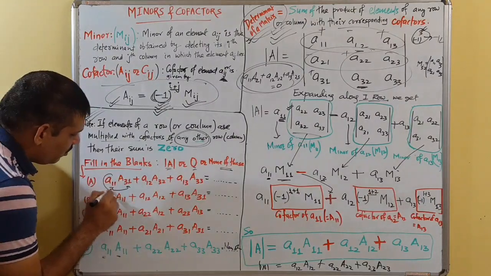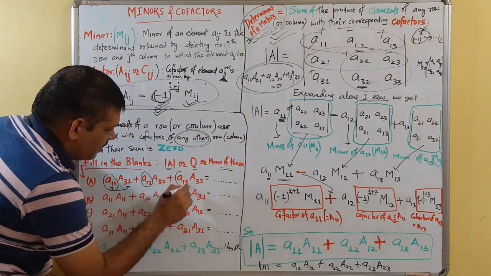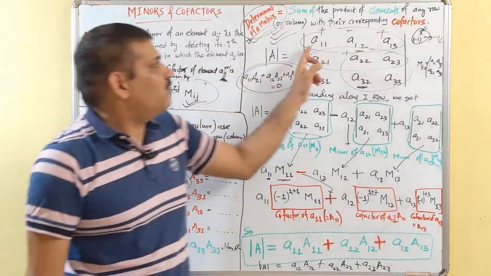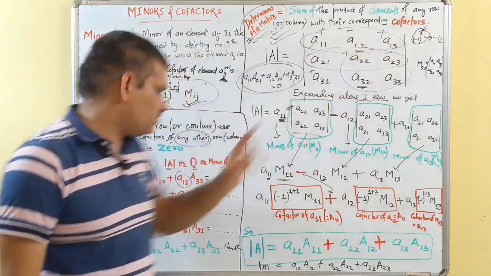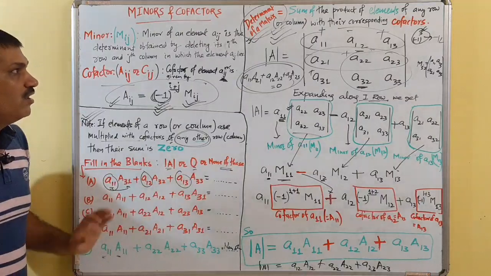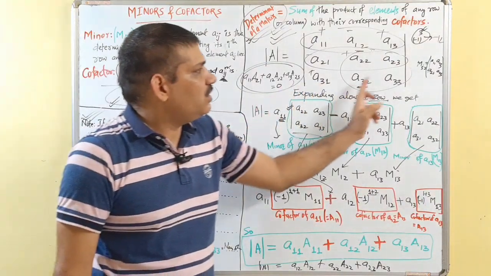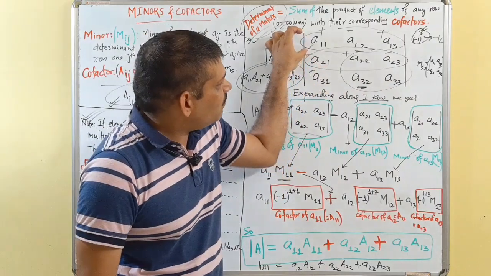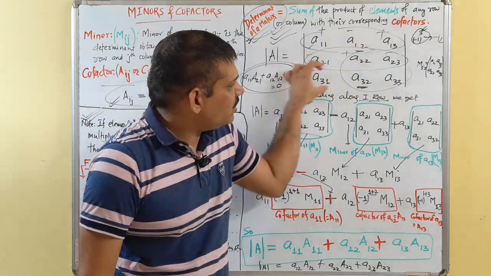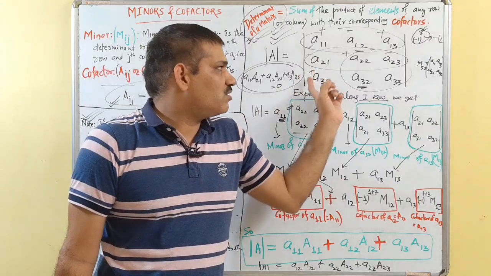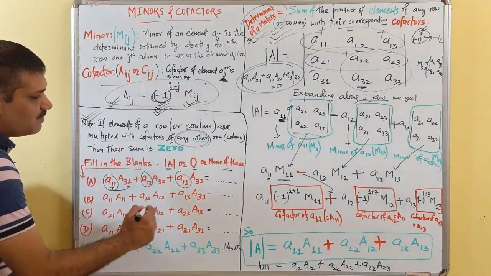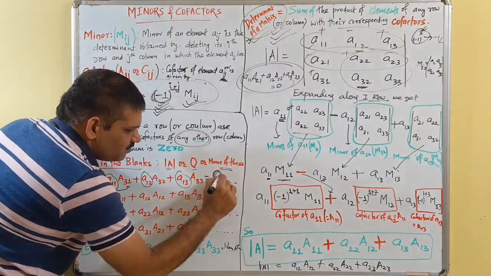So which row or column have we chosen? Let's see the elements: 1 1, 1 2, 1 3. First row is fixed. Now the cofactors are from 3 1, 3 2, 3 3. That means we are multiplying the elements of this row with the cofactors of this row. So this expression is 0. That is the most important thing.